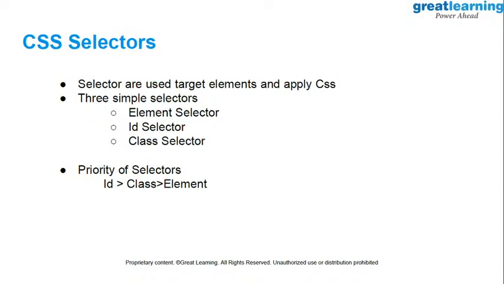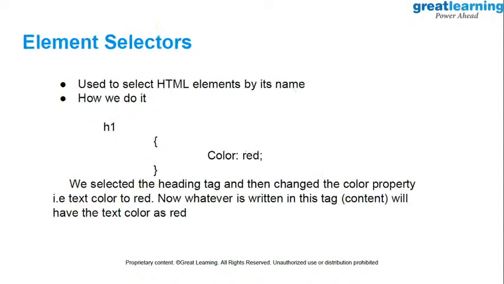Okay, Amrit. Now how does the element selector work? We have seen this, right? You select the HTML elements by their name. So how do we do it? We select h1 and then you apply CSS. We selected the heading tag and then changed the color property, that is the text, to red, and now whatever is written in this tag, the text color of that content will be red. Great. So this is how you select your HTML elements.